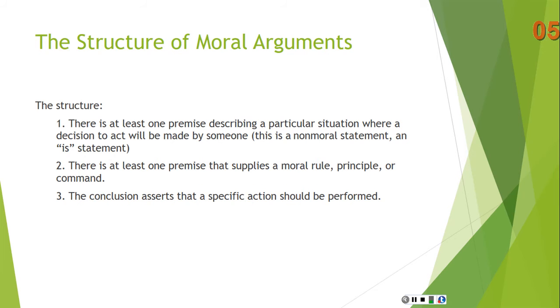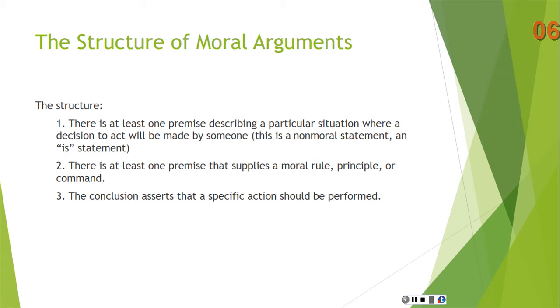So here is the structure of moral arguments. One, there is at least one premise describing a particular situation where a decision to act will be made by someone. This is a non-moral statement, an is statement. So you've got someone who's making a decision to act. Then two, you have at least one premise that provides a moral rule or principle or command. And then three, you've got the conclusion asserting that a specific action should be performed.